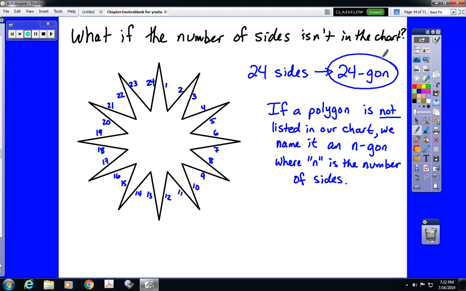Okay? We just list the number of sides as a number and then put dash gon on the end of it. So 11 sides would be an 11-gon. 45 sides would be a 45-gon. Okay? If it's not listed with a specific name, we just attach a dash gon to the number of sides. It's that simple. That does it for the first video for section 6.